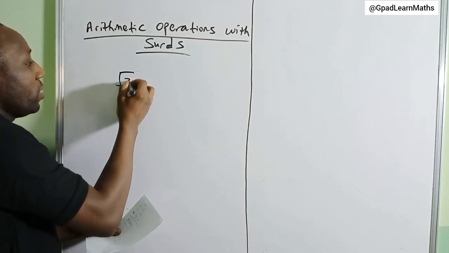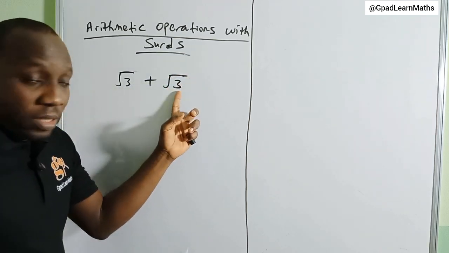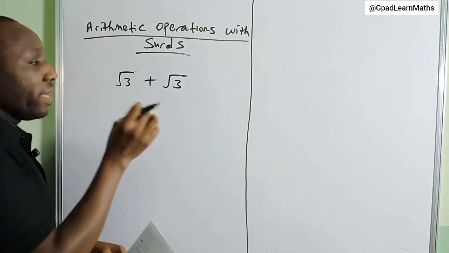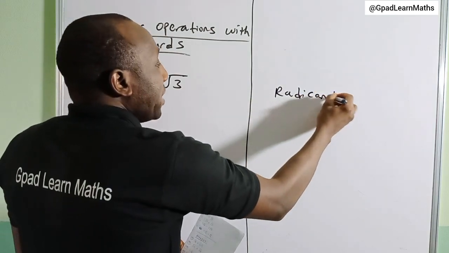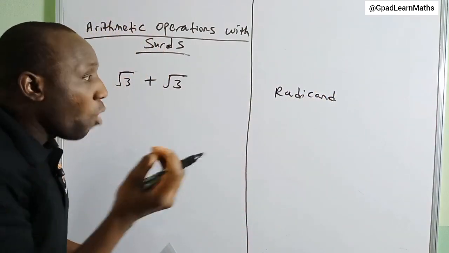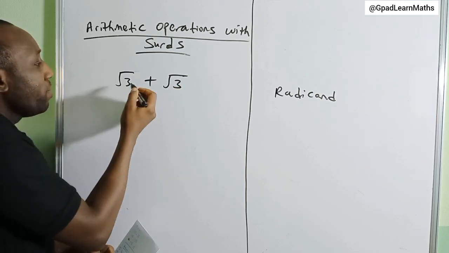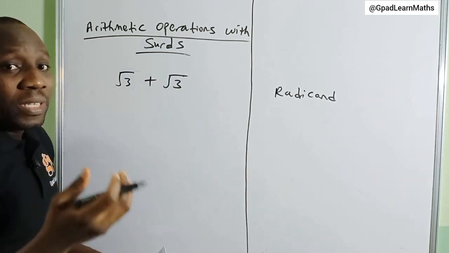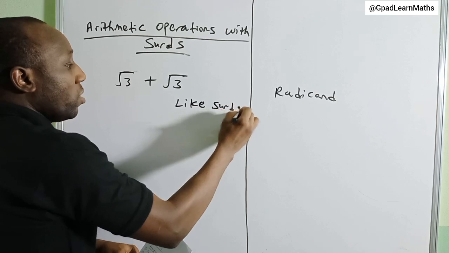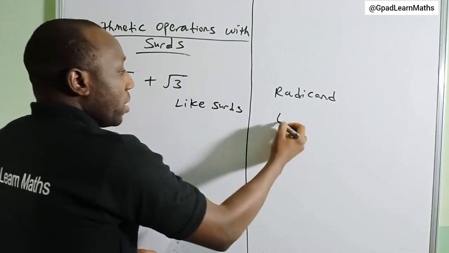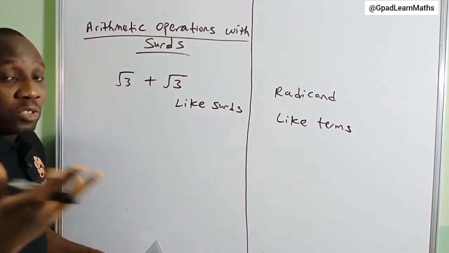Let's say you have root 3 plus root 3, which is surd 3 plus surd 3. Now if you look at these two, they have the same radicand. By radicand, I mean they have the same number under the square root sign, 3 and 3. This makes these two surds like surds, just as you have like terms in algebra. And you know, in algebra, you can add and subtract like terms.